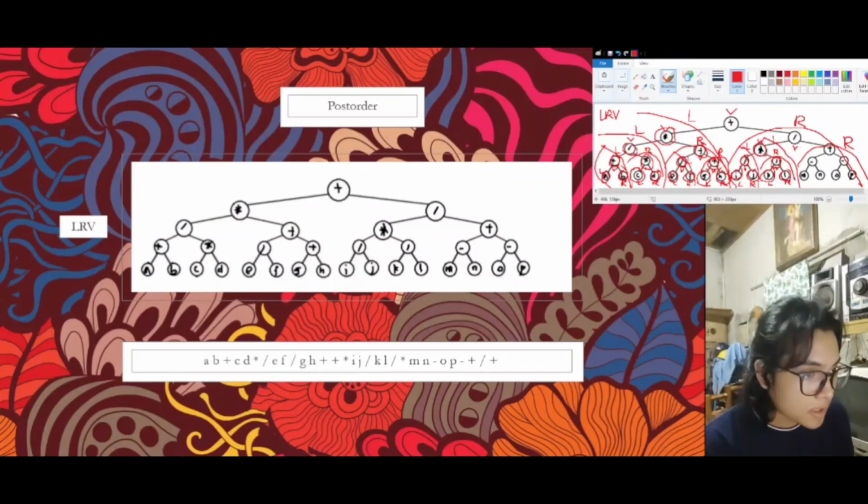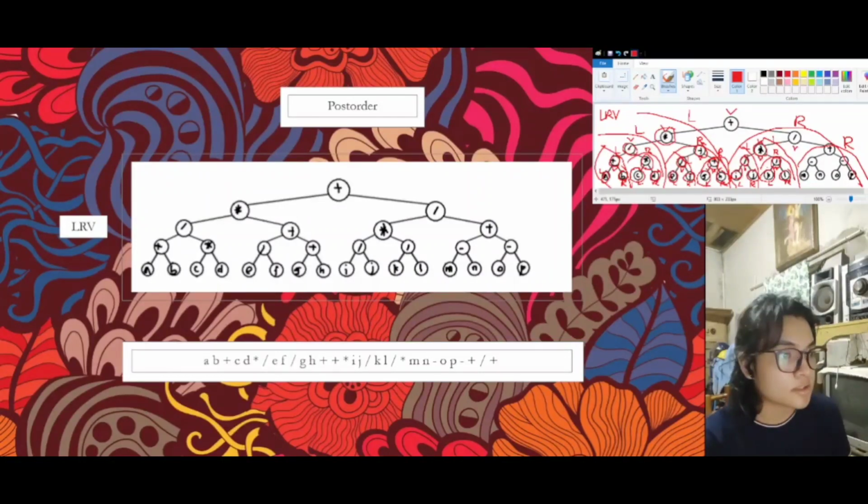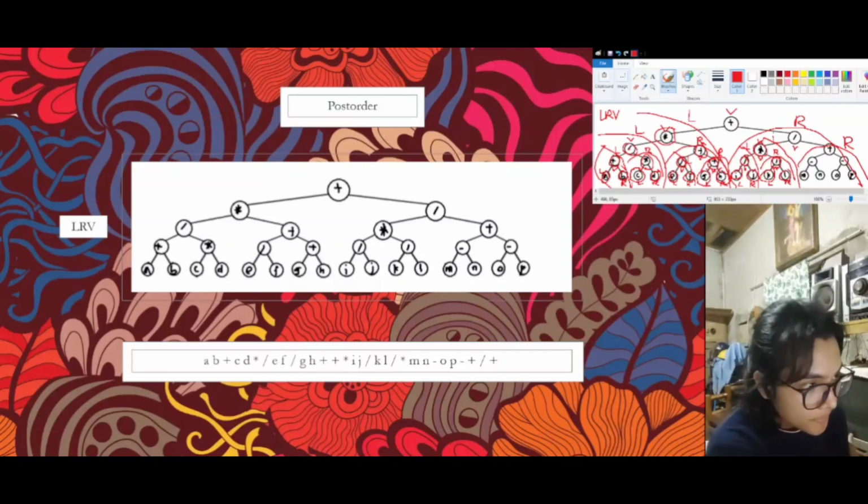Yeah, this V is now calculated because it's now multiplication since L and R are done, and this is now going to be LVR. So since this left is done, we're now going to proceed to the right, and we're going to start with the bottom-most left again, LVR.